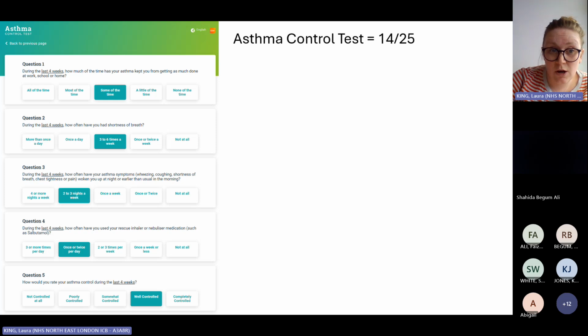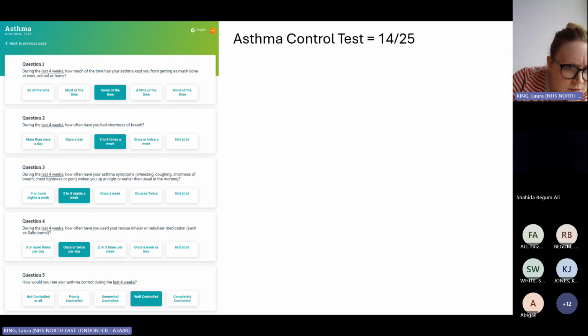It's the control test here. Hopefully you can see this. It was a screenshot from the real one. So they scored 14 out of 25 when they self-reported in the clinic room. So they've answered "some of the time" here. As you go on, you can see their answers.